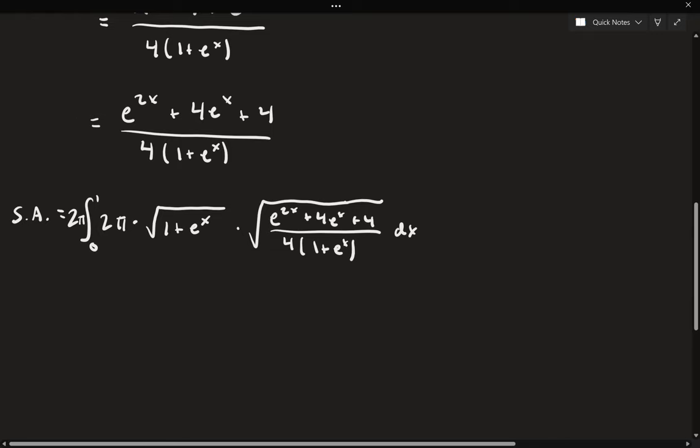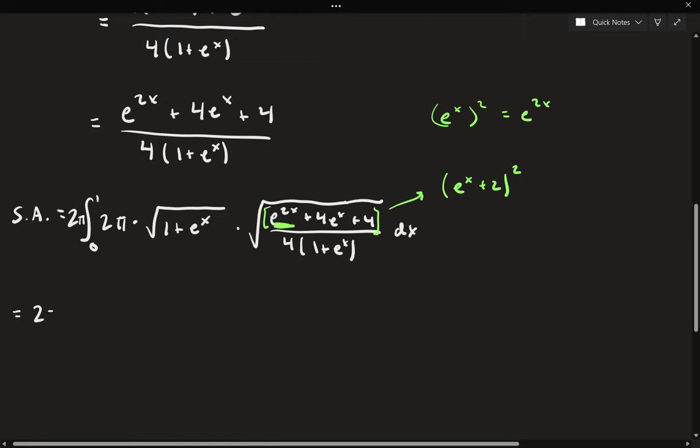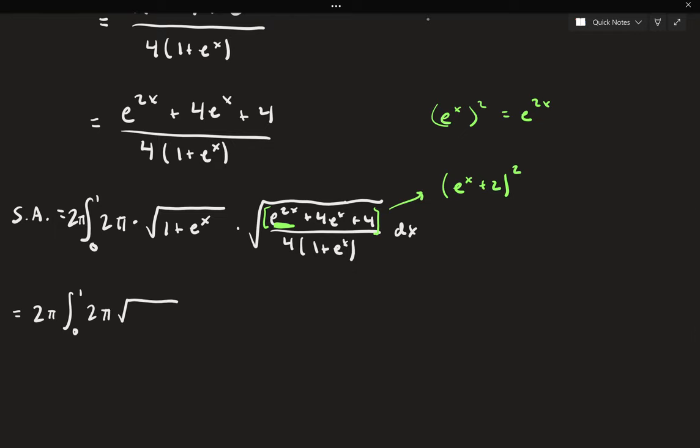Check this out. The first thing I notice is that I can write this as a perfect square. I can write this as e to the x plus 2 all squared. You can FOIL that out and see if it works. I'm remembering that e to the x squared is the same as e to the 2x. That's right here. So once I take the square root of that, that goes away. 2 pi square root of 1 plus e to the x. Now I got to take the square root of the numerator and denominator.